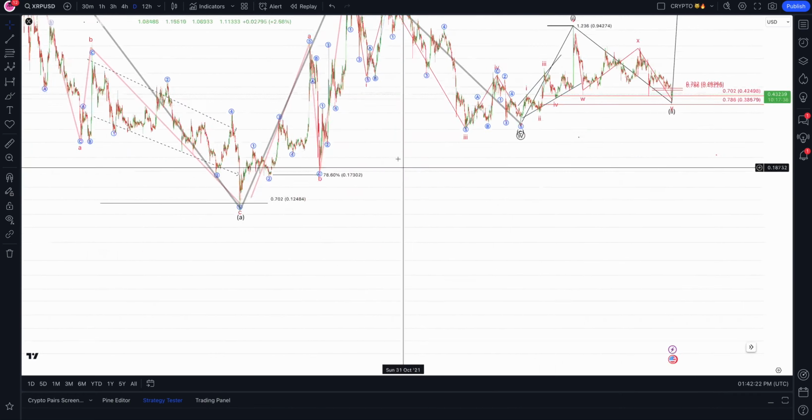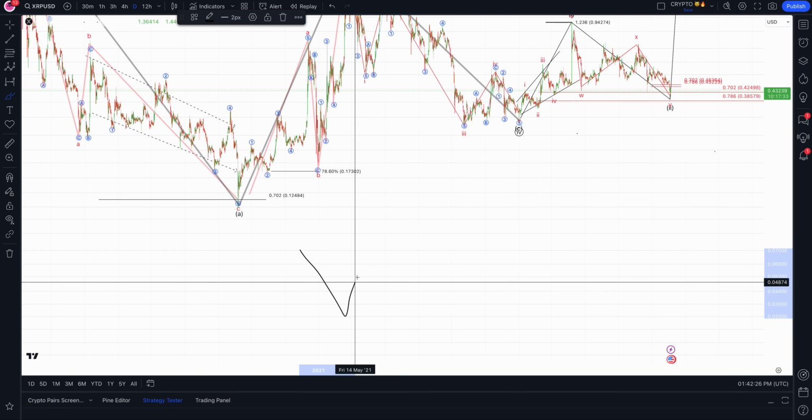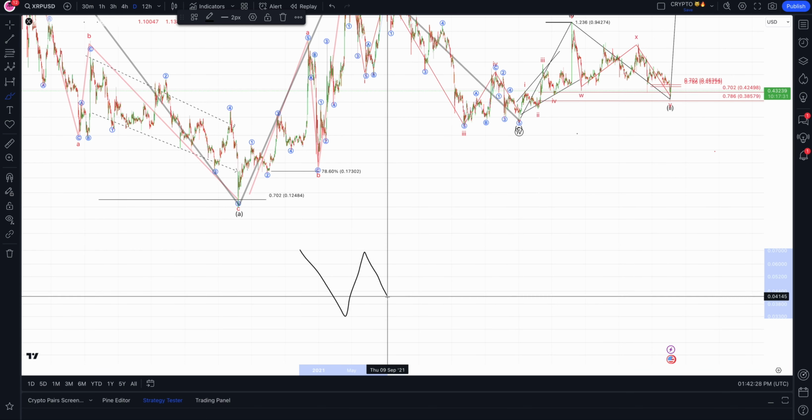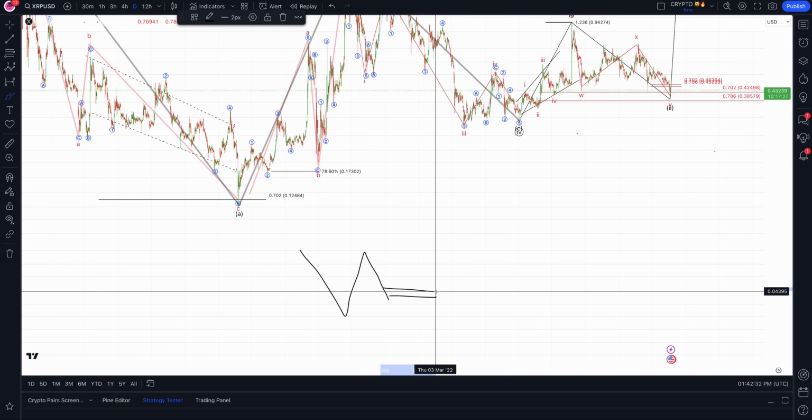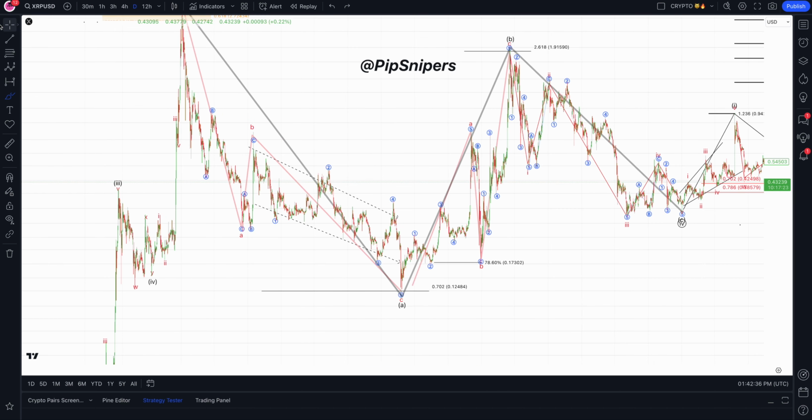Okay, so this is what it looks like. You have your A, you have your B, and then you have your C wave. Then you have accumulation at the lows, and then you have continuation. And this is exactly what XRP is doing.